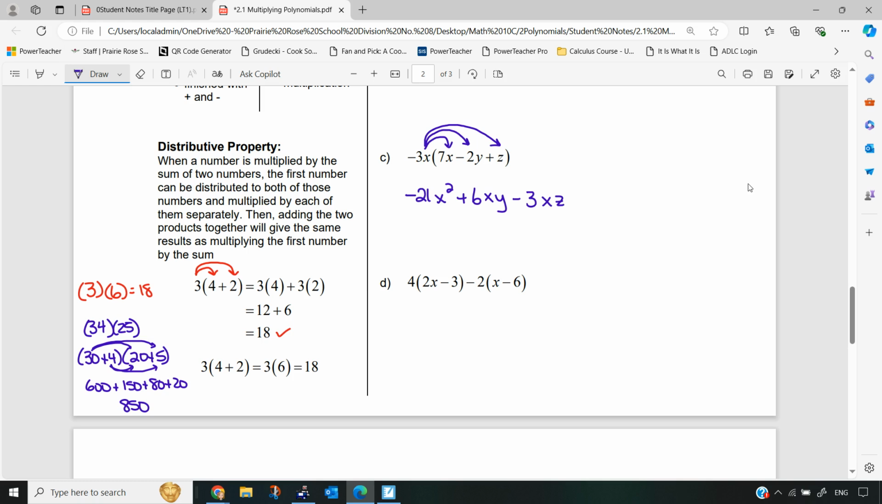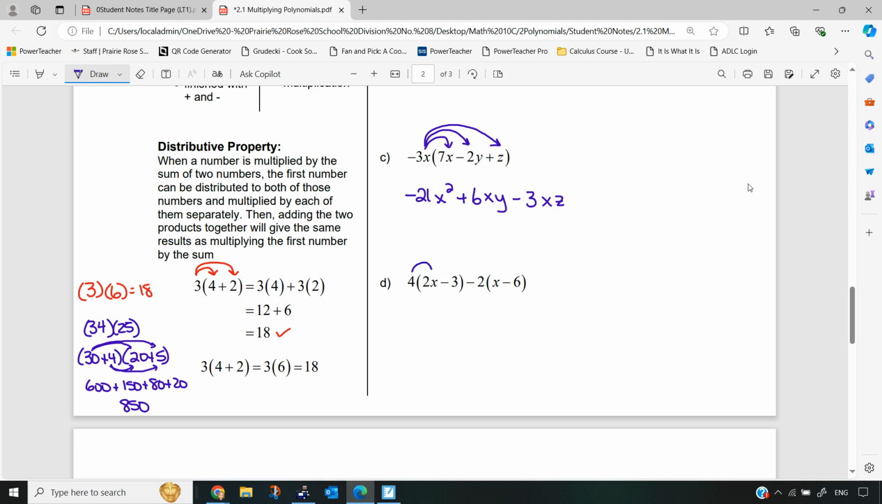Now, moving on to part D, here I have 4 times 2x minus 3 minus 2 times x minus 6. The 4 is going to apply to the 2x and the negative 3, and then there's a stop sign that says don't go any further. And then the negative 2 is going to apply to the x and the negative 6. Now, typically I don't write the arrows before I do the work. I find it more helpful to do it as I'm talking through, so I'm just going to erase these, and then we'll write them down as we do them.